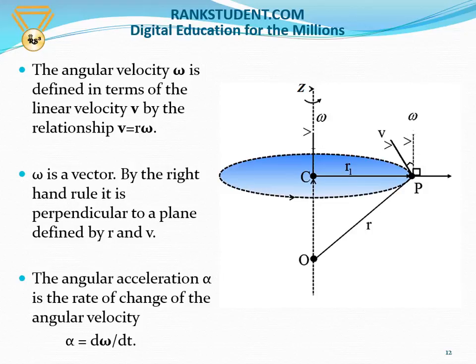These definitions are illustrated in the diagram on the right-hand side, where we have a point P which is rotating about an axis going through the center C. The rotation, the angular velocity, is designated by omega. The point P has the angular velocity omega as well as a linear velocity v, which is tangential to its path of rotation at the point P, illustrated by the vector v here.